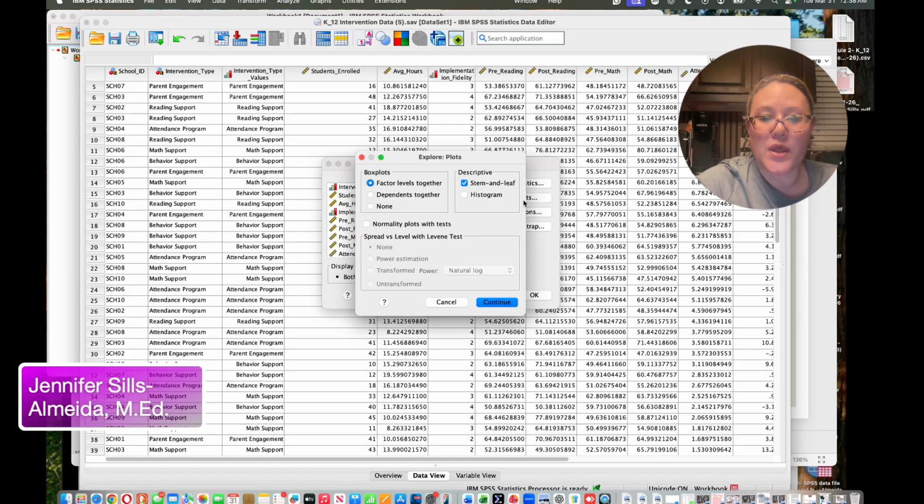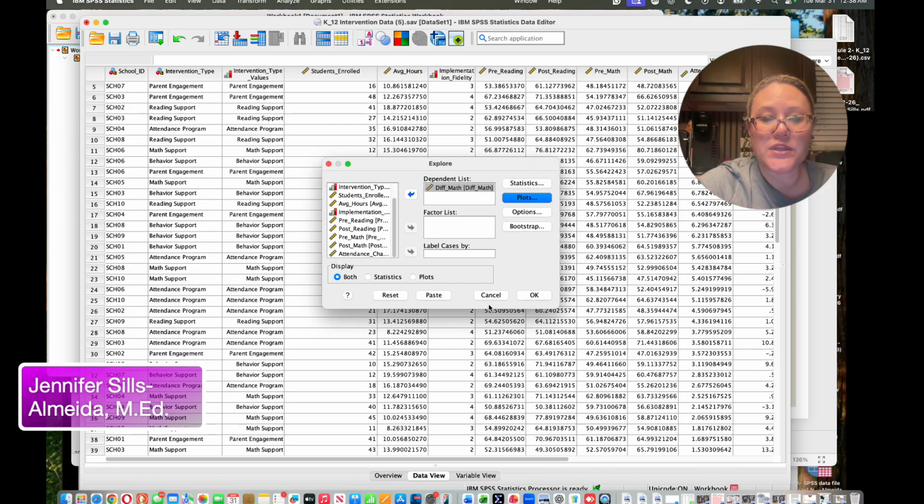Now we're going to want to go to Plots. We want to make sure that we have it on histogram, not stem and leaf. We want to look at normality plots with tests, and factor levels together. So we would hit Continue, and then we would hit OK.